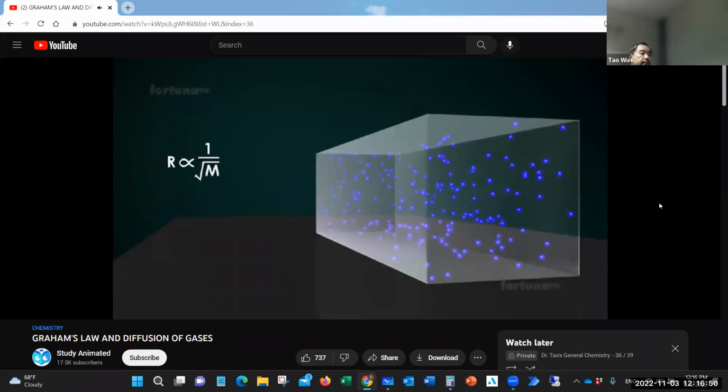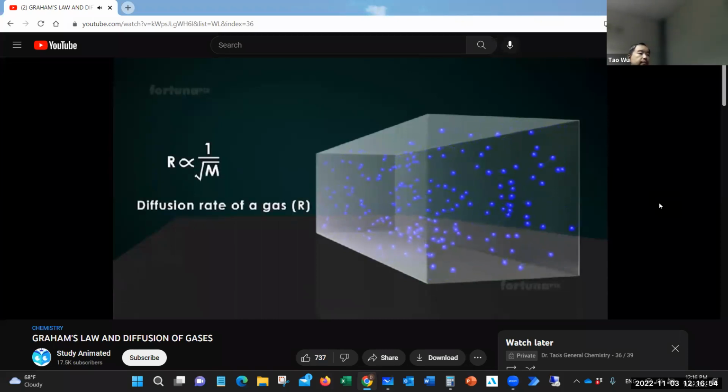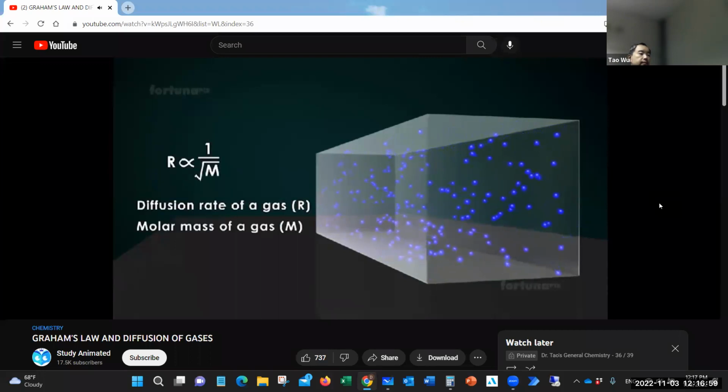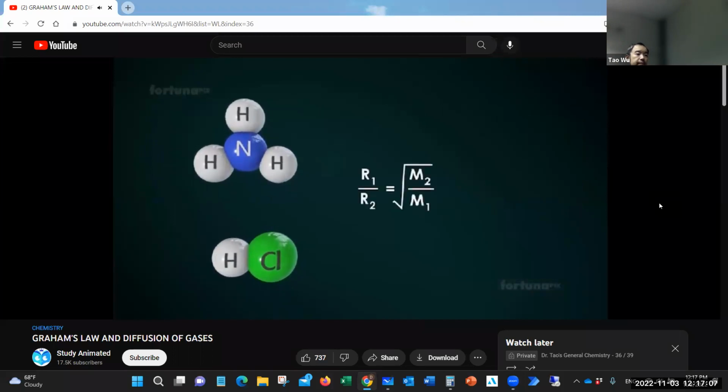This law can be mathematically represented as: the diffusion rate of a gas, R, is inversely proportional to the square root of its molar mass, m. For a mixture of two gases, this equation is given as R1 divided by R2 is equal to the square root of m2 divided by m1.